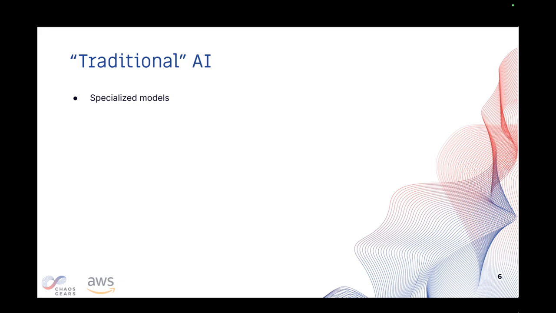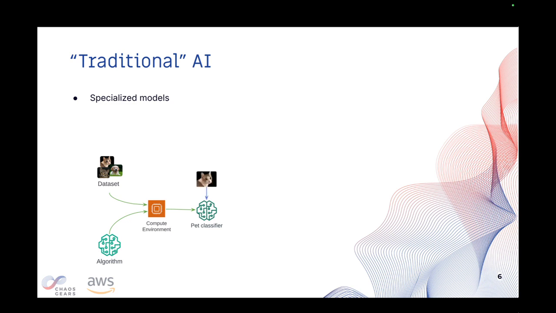So let's say that you want to build a pet classifier. First you need to gather a data set with annotations, and you also need some algorithm that you can train on this data set, right? Those ingredients can then be placed on some compute environment where you can run a training script, and this will produce a pet classifier in our case. Then in a production environment, you can apply images to this pet classifier, and the classifier will tell you what type of pet is in the image.